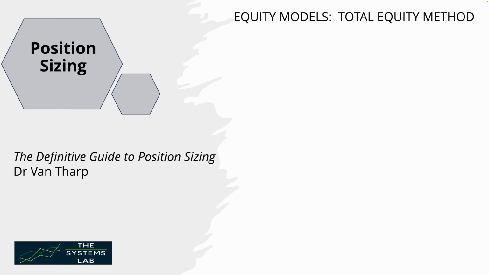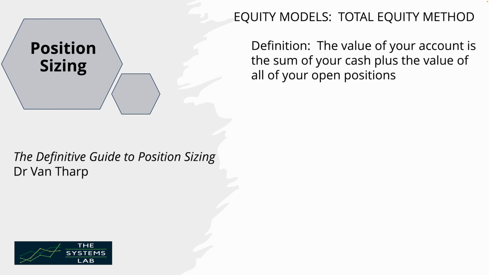So what is an equity model? An equity model is basically the way that we determine the amount of equity in our account when we're using a position sizing algorithm. And the total equity method is determining the value of your account by using the sum of your cash plus the total value of all of your open positions.